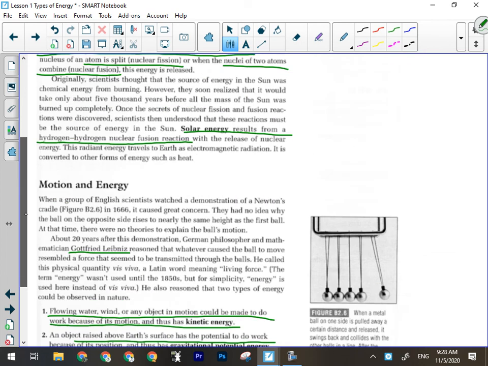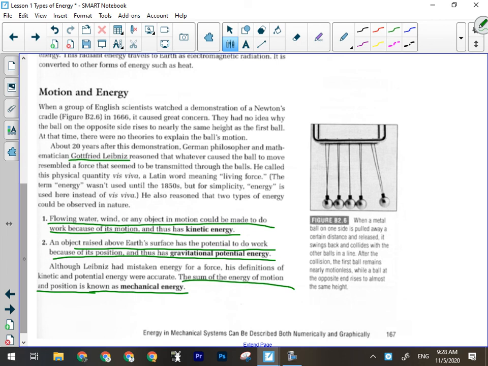So that's nuclear energy. Now, motion and energy. This is the mechanical energy stuff that we're going to deal most with in this unit. So when a group of English scientists watched a demonstration of Newton's cradle, you guys seen Newton's cradle? It just goes tick, tick, tick, tick, and balls go back and forth. They had no idea why the ball on the opposite side rose to nearly the same height as the first ball. In fact, nobody really understood this, and Newton got himself in a lot of trouble.